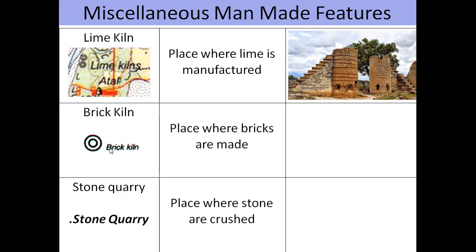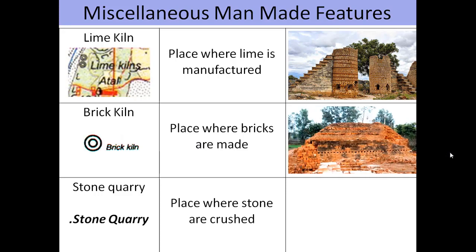Brick kiln, where the bricks are manufactured. You can see here the symbols of brick kiln and lime kiln are the same. It is literally written on a topographical map like this, brick kiln. A place where the bricks are made. This is a brick kiln where the bricks have been kept one over another and they bake the bricks.